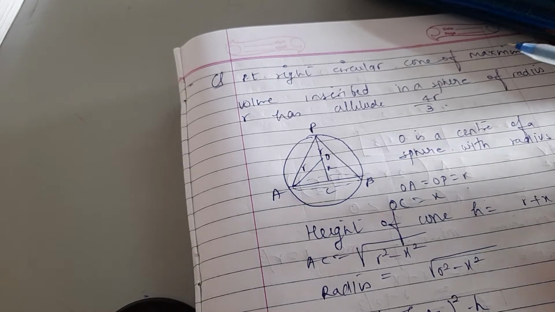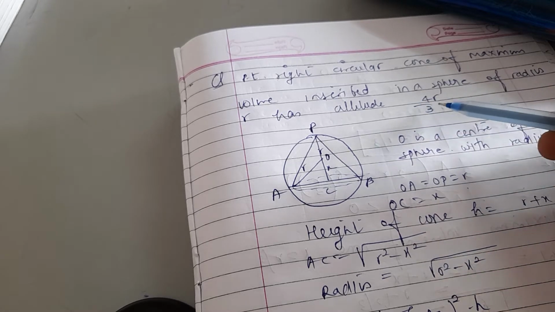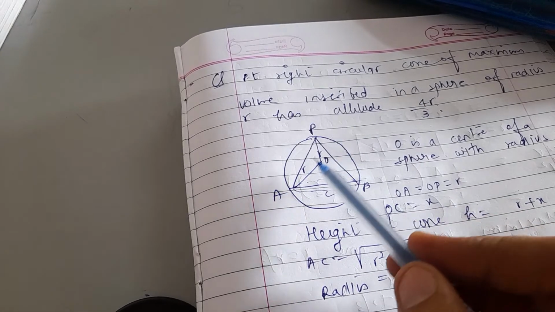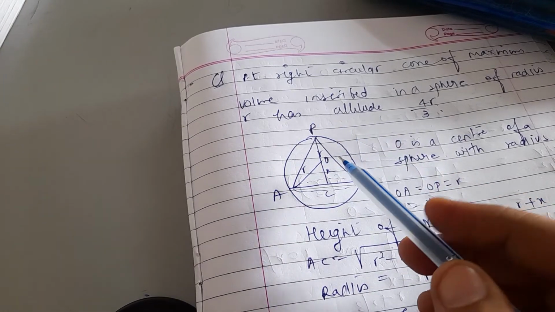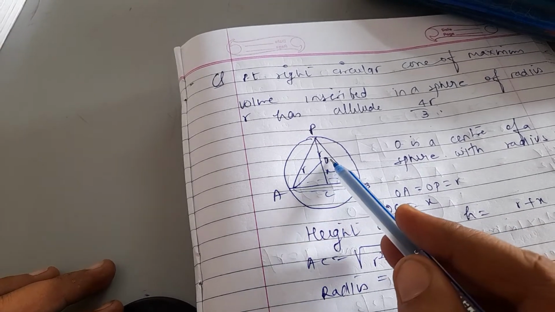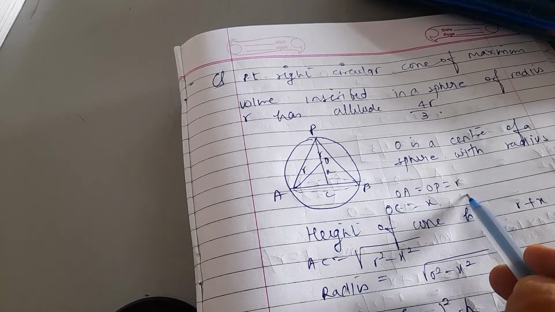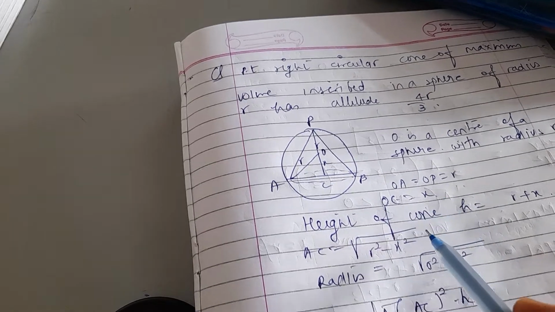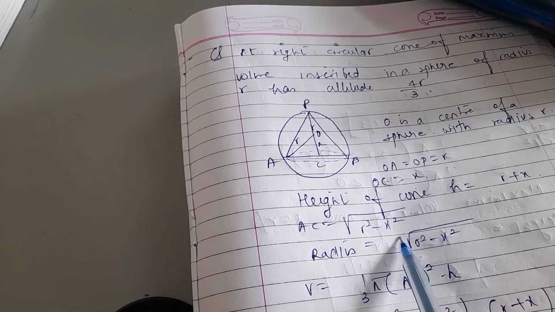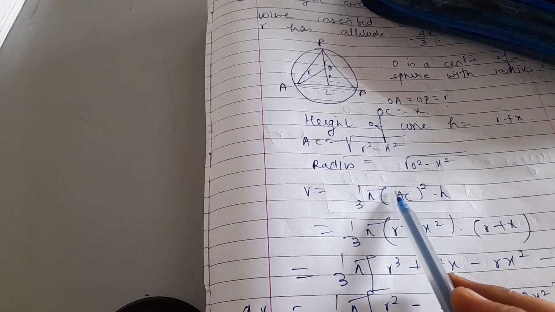Next question is, prove that a right circular cone of maximum volume inscribed in a sphere of radius r has altitude 4r by 3. So here you can see a right circular cone is inscribed in a sphere. PC is the altitude, O is the center with radius r, OA equal to OP equal to r, OC equal to x. Height of the cone will be r plus x. AC is under root of r square minus x square, that is the radius, and volume is 1 by 3 pi r square h.